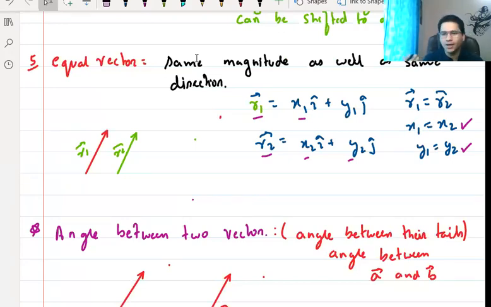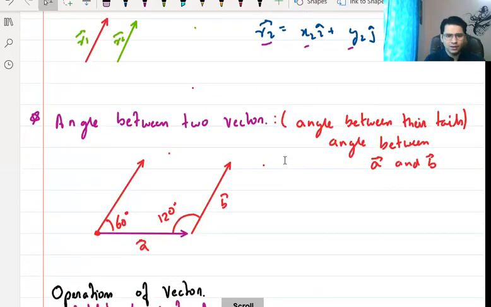Sir, component same होना चाहिए, direction same होना चाहिए, magnitude भी same होना चाहिए. Yes, the direction, magnitude, component, everything should be same. Everyone got it? So R1 is equal to R2, X1 is equal to X2, Y1 is equal to Y2. Everything should be same. Direction be same, component be same. है ना?